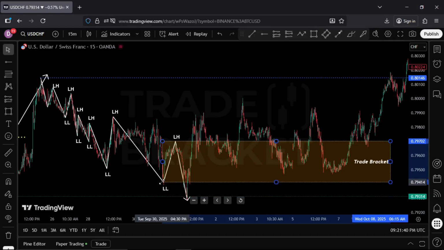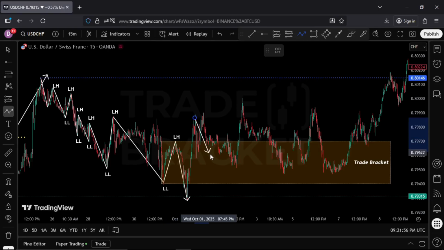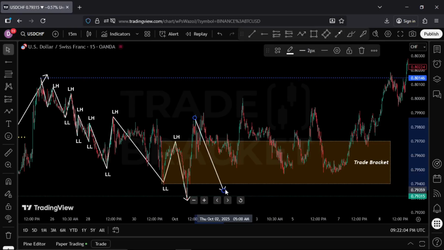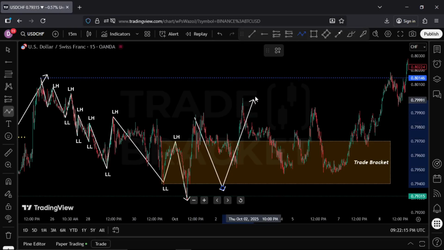If you draw it from the last lower high to be broken to the last lower low to be made, you will have a higher risk to reward ratio trade, but the chances of price coming back to your trade bracket, taking you out, and continuing in your direction are higher. Price can come back all the way, take you out, because your stop loss will be right here, and then continue all the way up.